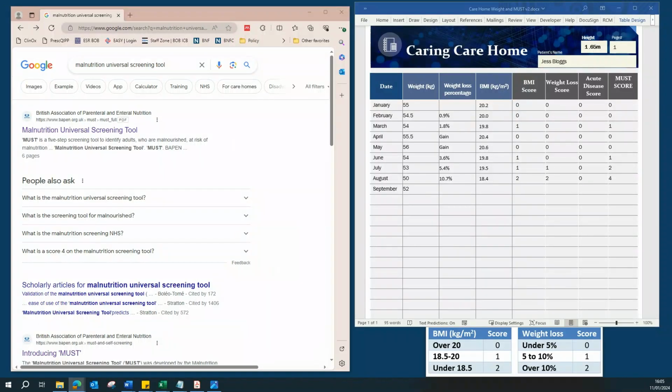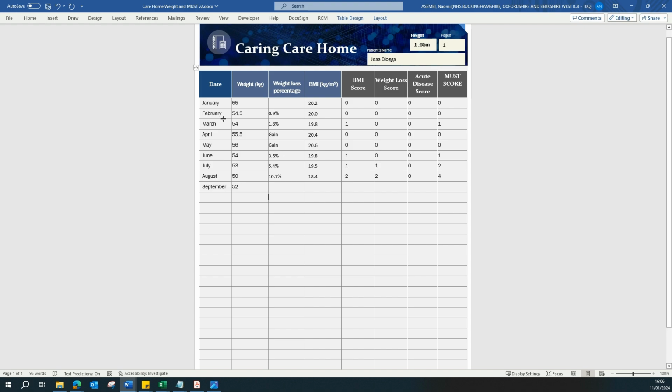So what we're going to go through today is how to calculate somebody's MUST score using the BAPEN MUST calculator. MUST stands for the Malnutrition Universal Screening Tool. On the right-hand side of my screen, I've got a weight monitoring chart from the Caring Care Home for the patient Jess Bloggs. Let's have a closer look at her weight history.